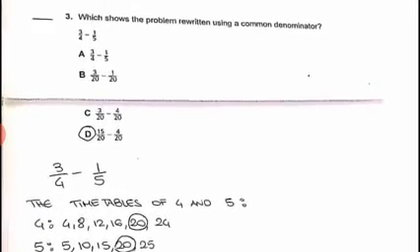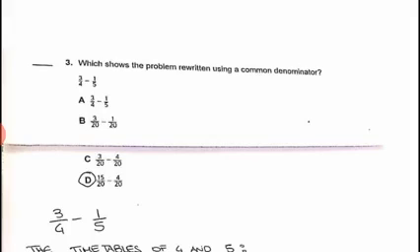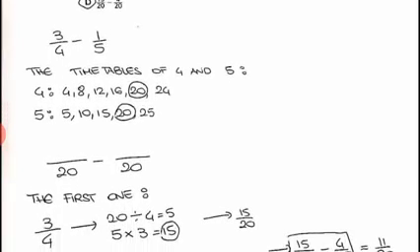Now, number 3, which shows the problem rewritten using a common denominator. We want to do the same exercise as number 2. So we bring our problem 3 over 4 minus 1 over 5. We write the times table of 4 and 5. So 4, 8, 12, 16, 20 and 24. The times table of 5 is 5, 10, 15, 20, 25. So 20 is the smallest number in common.